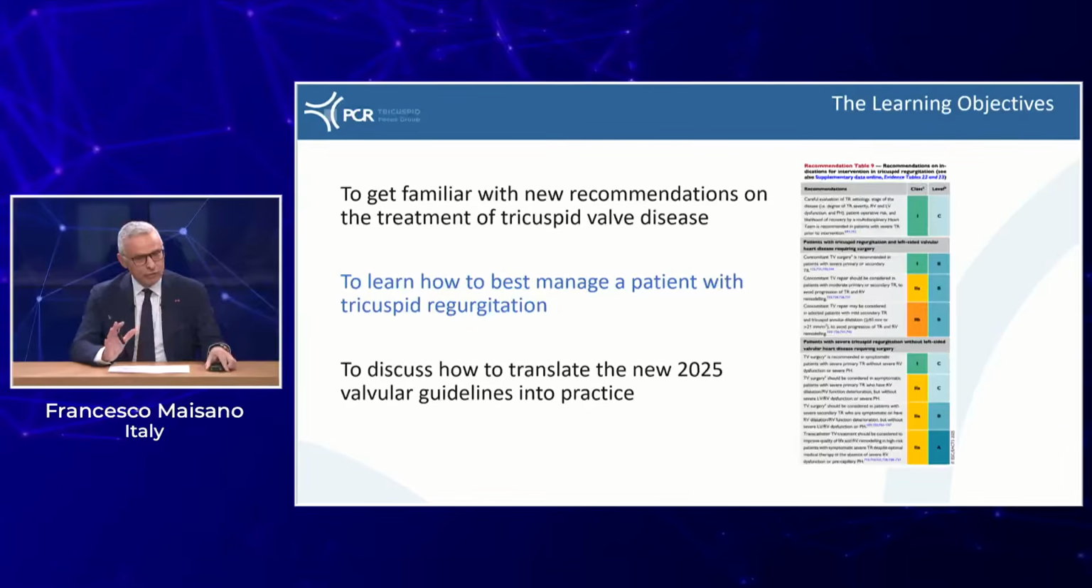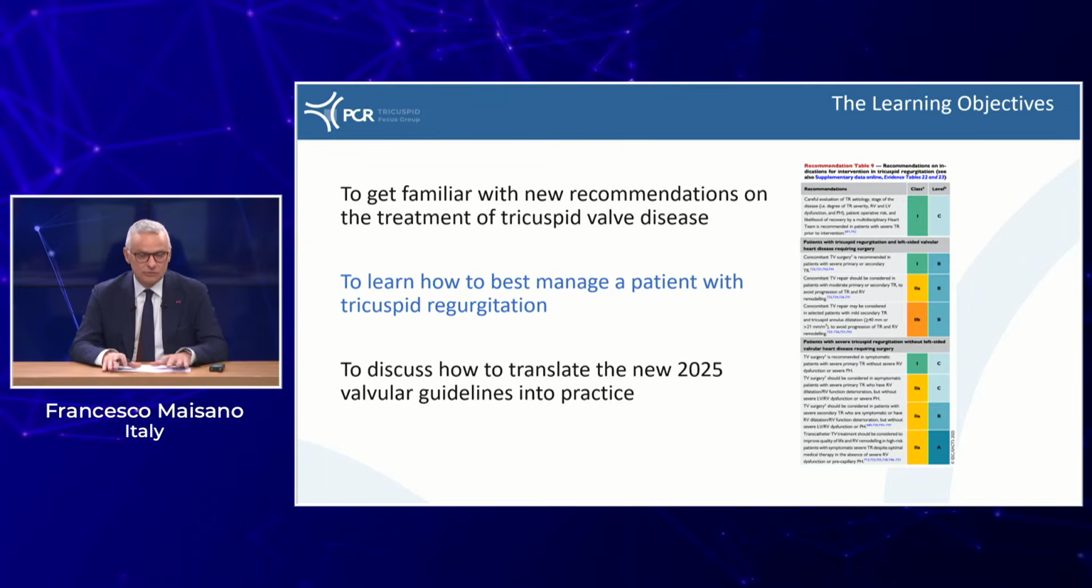I briefly review the learning objectives of these 60 minutes. We want to get familiar with the new recommendations. There is also a very important 2A level of evidence indication for transcatheter valve interventions. We'll also focus very importantly on how to manage patients with TR according to guidelines.